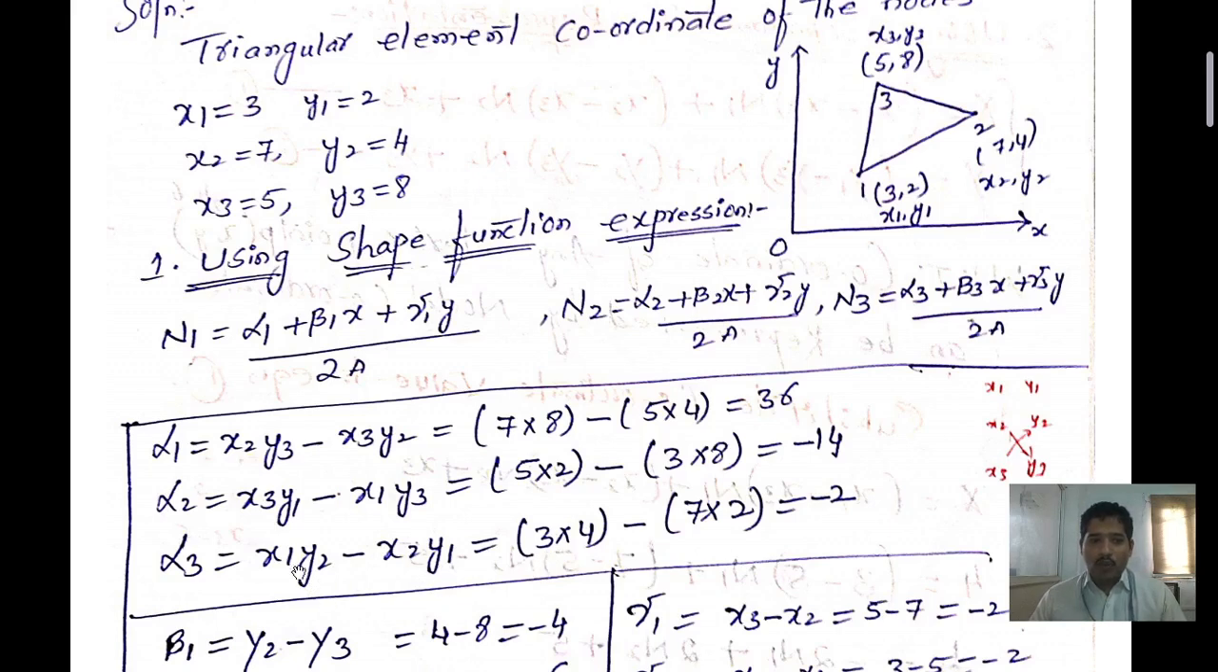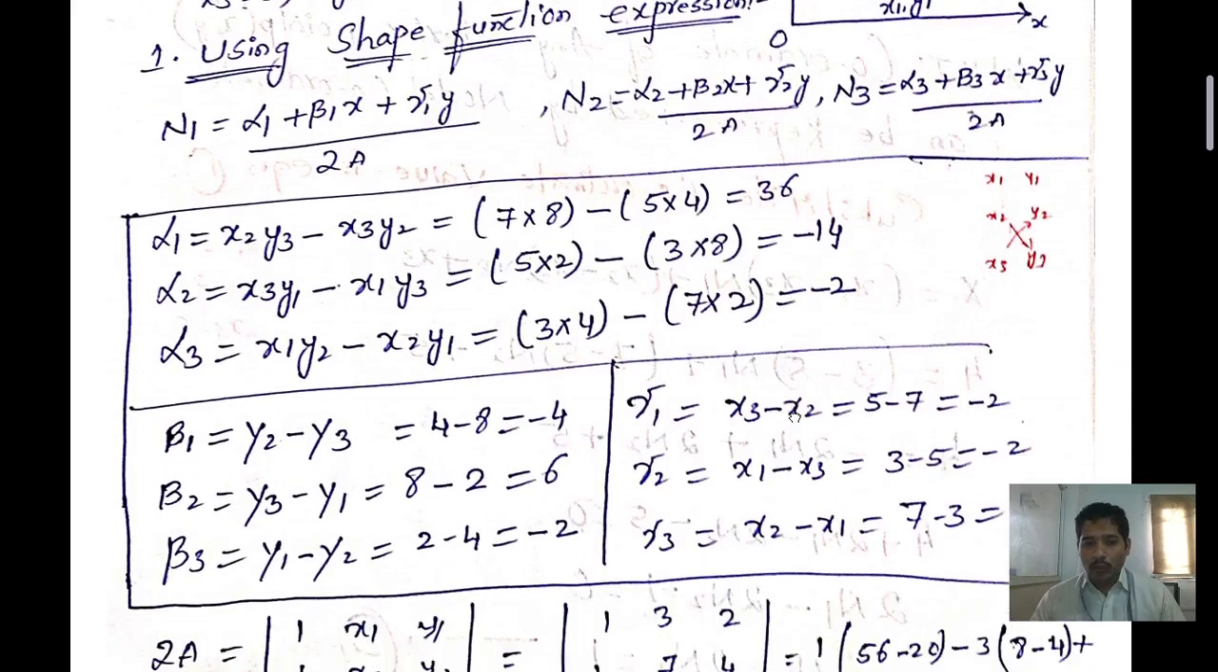So here x1 value is how much? 3. And y2 value is how much? 4. Minus x2 value is how much? 7. And y1 value is how much? 2. If you subtract this value, then you will get the answer: minus 2.